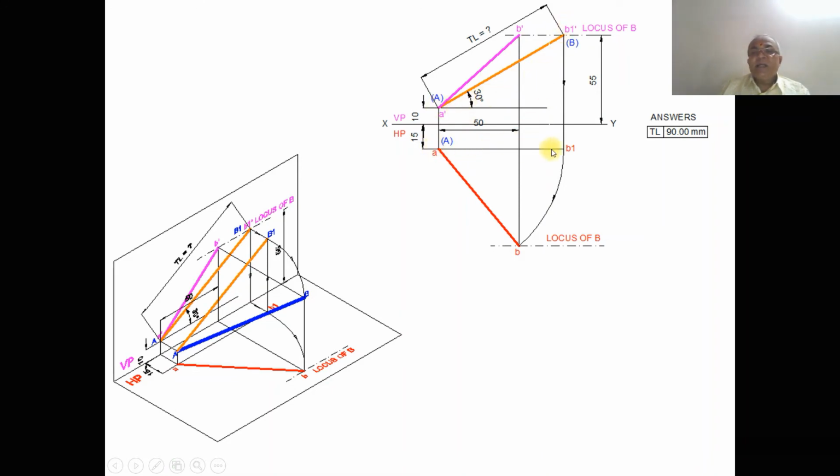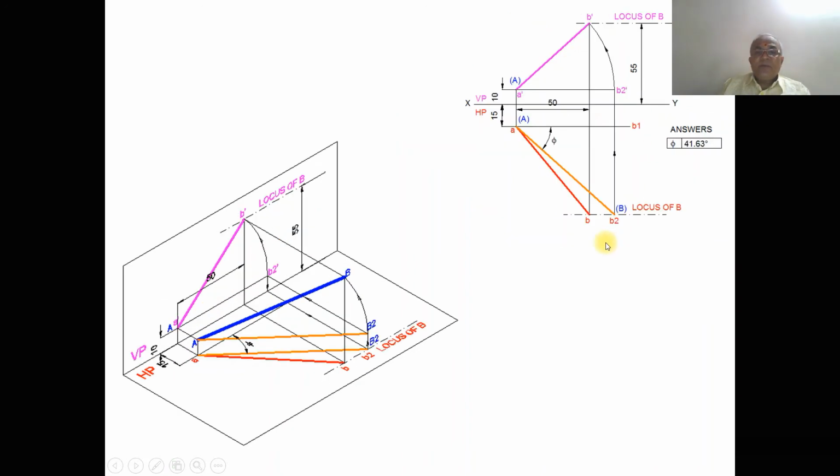So with A as center, taking the radius of AB1, you draw an arc such that it cuts this end projector here. You mark this point as small b, and then you get the locus of B. So now we get the true length here. The true length is 90 mm.